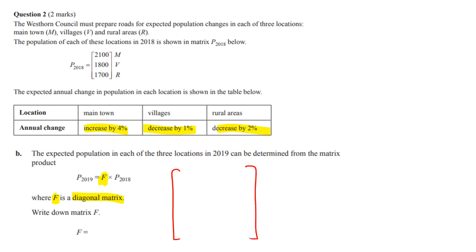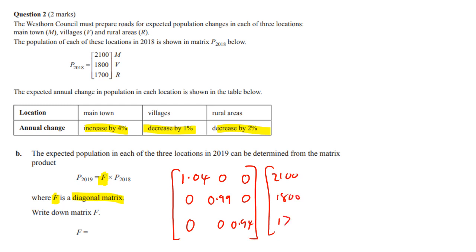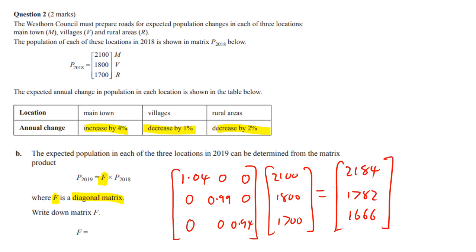Remember those numbers I put on the calculator: increase by 4% for the main town, do nothing to the villages or the rural areas, decrease by 1%, 0.99, 0, 0, 0, 0.98. If you take that and check on your calculator, 2,100 like this, 1,800 like this, 1,700 like this, you should pop out the values that we got before, 2184. I like it, it's a self-checking question. They're occasionally quite nice to you. You already know what those answers should be.